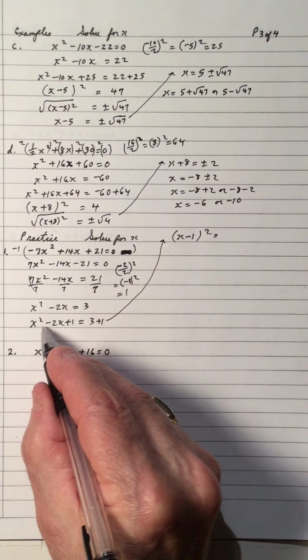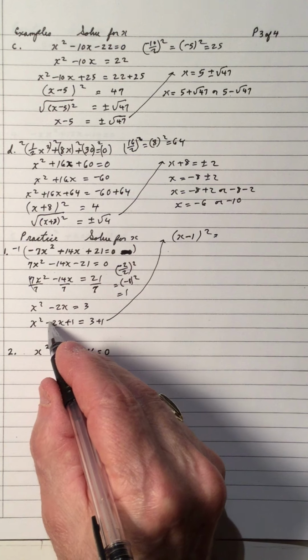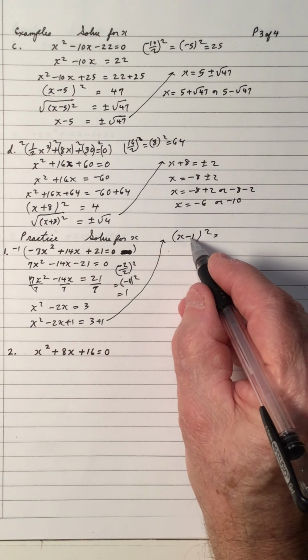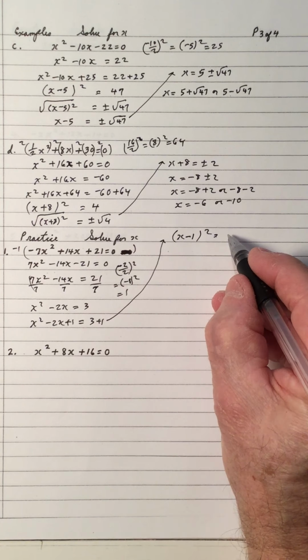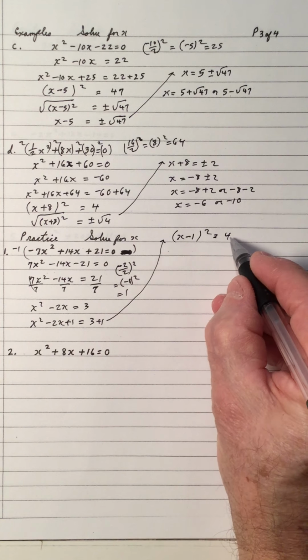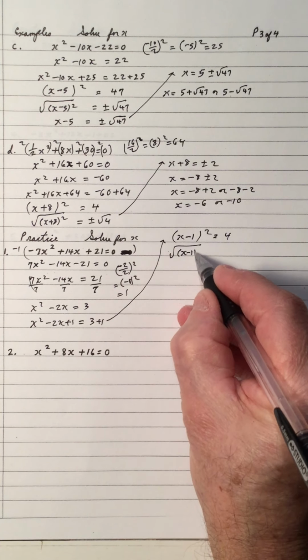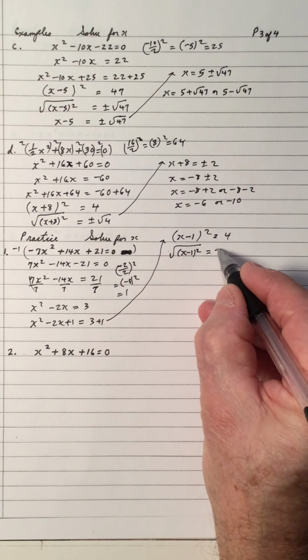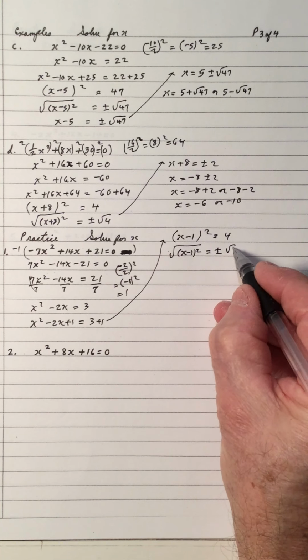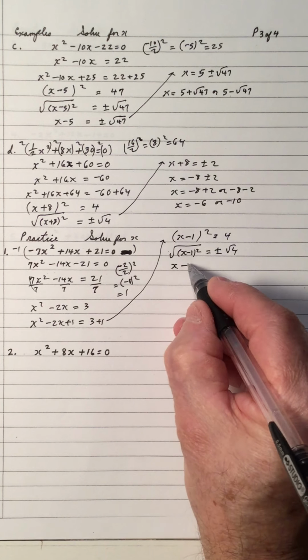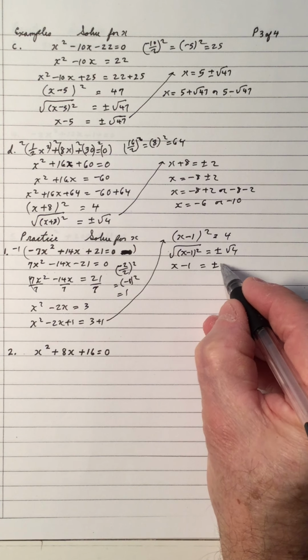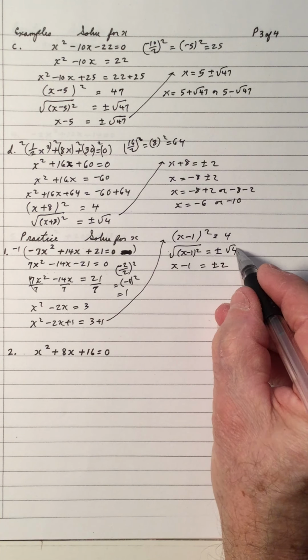But this is a quick way to do it. You put an x, you take a half of that, which is negative 1, put it in there and put the square outside. And that 3 plus 1 is 4. We do the square root of both sides, plus minus on the right side. So x minus 1 equals plus minus square root of 4, which is 2.